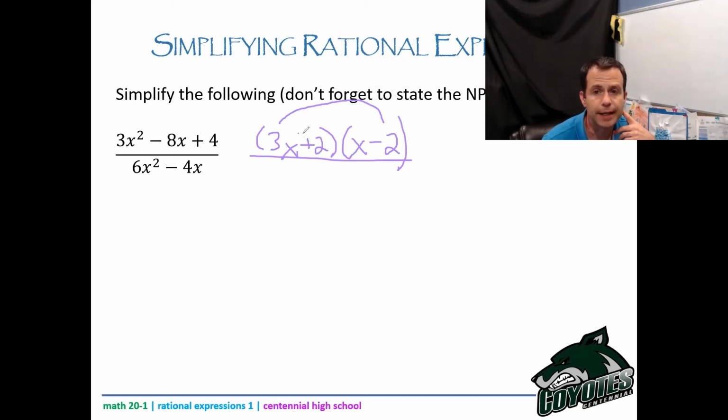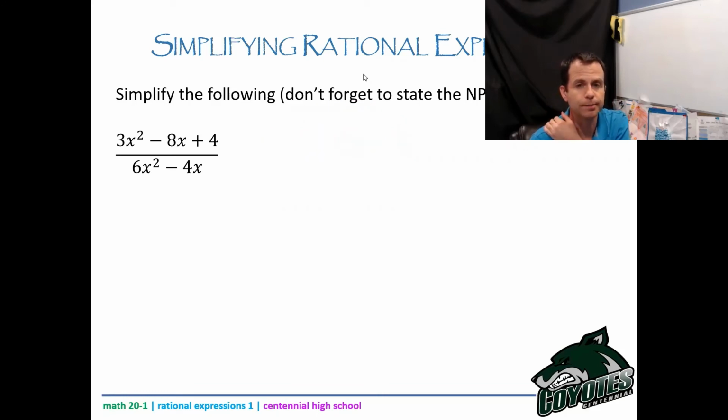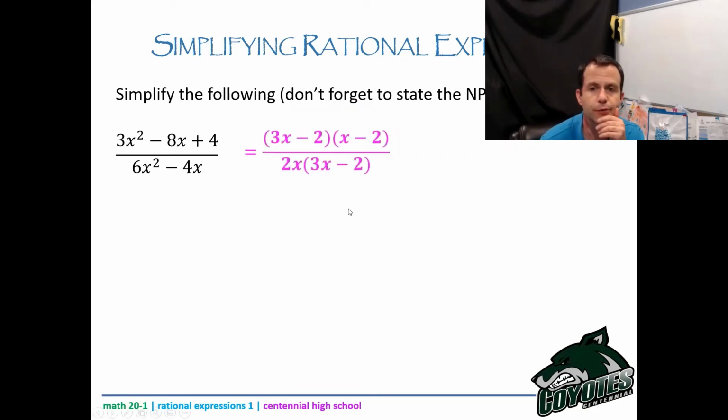Nope, sorry, I need a -2. That was my bad. Let me just erase that because I needed a -6 and a -2, right? Okay, and then on the bottom, I'm going to end up taking out a 2x, and I'd be left with 3x minus 2. So my factored form should look like this: 3x minus 2 times x minus 2 all over 2x times 3x minus 2.